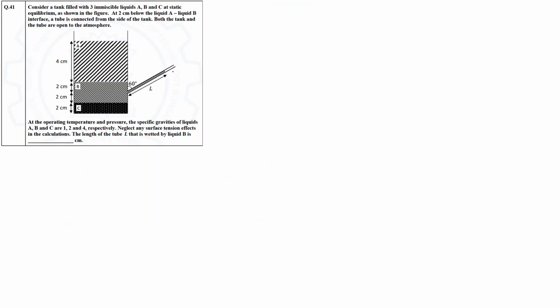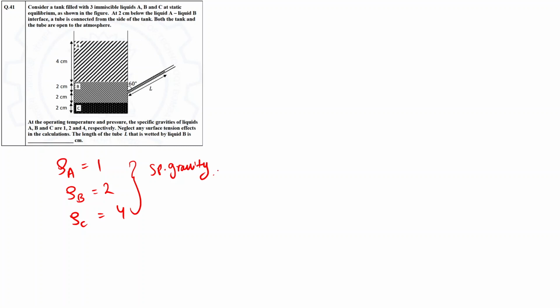So over here, we have been given a tank which is filled with three immiscible fluids A, B, and C, and corresponding to that, we have also been provided the specific gravity. So let's first note that. So rho A is 1, rho B is 2, rho C is 4.